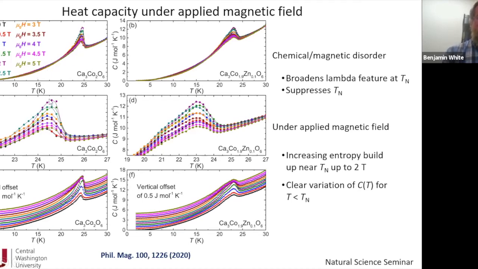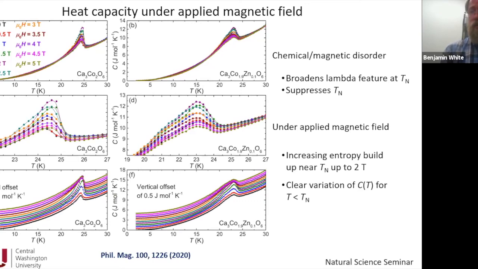These data are taken at different applied fields, so 0, 0.5, 1 Tesla, 1.5 Tesla, and so forth. You can see that by applying field we're changing the character of this a little bit, and that's a redistribution of how entropy is situated within the material. We could go into more detail, but we don't have time. Over here, we've got a little bit of zinc put in, and you can see that zinc has suppressed that order a little bit, so it happens at a slightly lower temperature. It's also broadened the feature, and that's just an impact of chemical and magnetic disorder. Those are all pretty typical things.